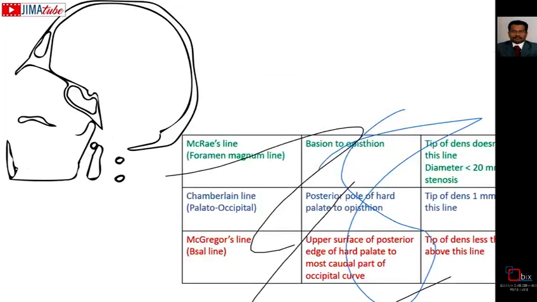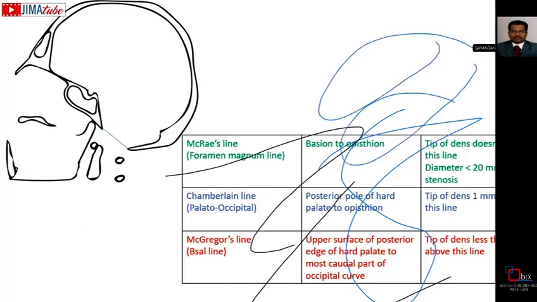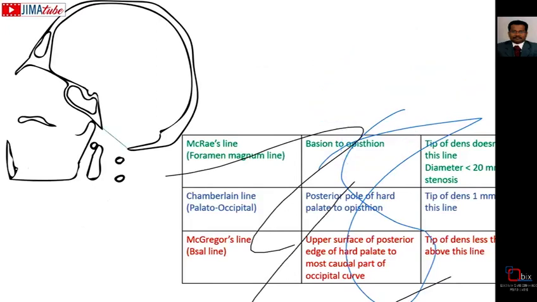The McRae line, which is nothing but the foramen magnum line, connects basion to opisthion, where the tip of the dens does not cross this line. Because the diameter is less than 20 millimeter, we have to think of foramen magnum stenosis. The next line is Chamberlain's line, which is nothing but the palato-occipital line.